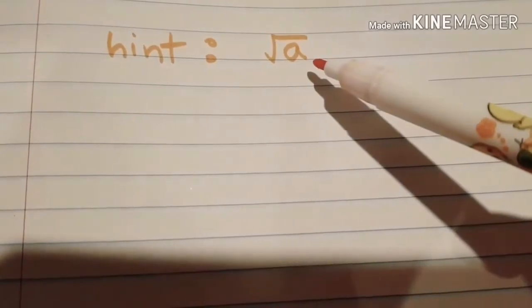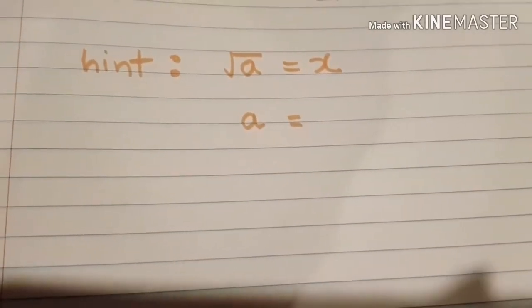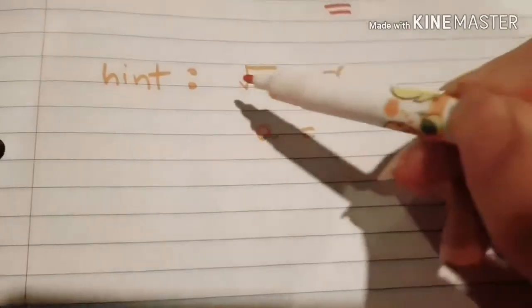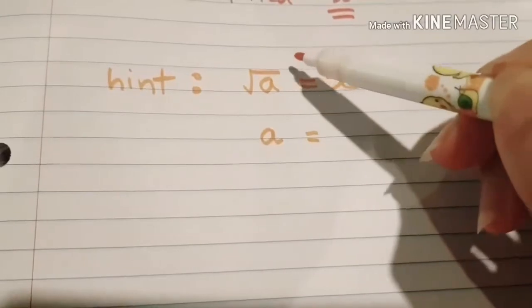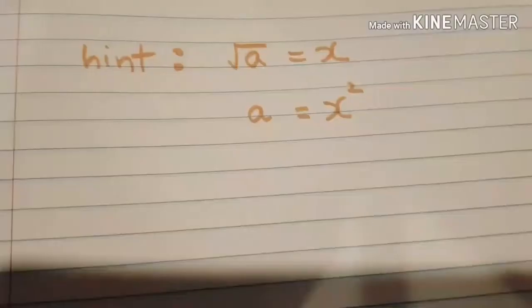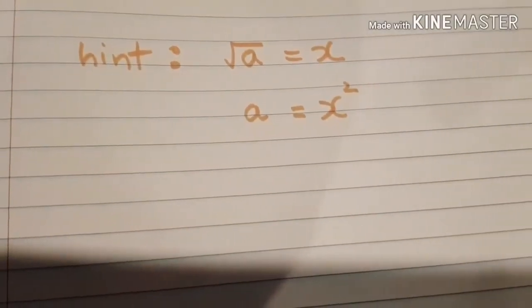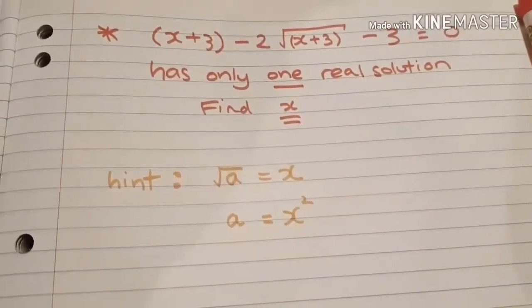Let's go back to easier algebra. If I have square root of a, and I'm going to let this be x, what would be my a? Getting rid of the square root, what did I do? I squared each side, so the square root is eliminated, so I can say a is x to the power of 2.